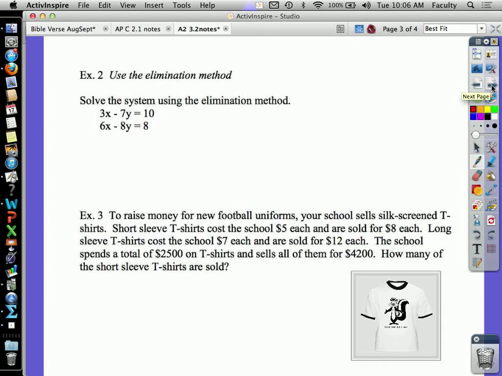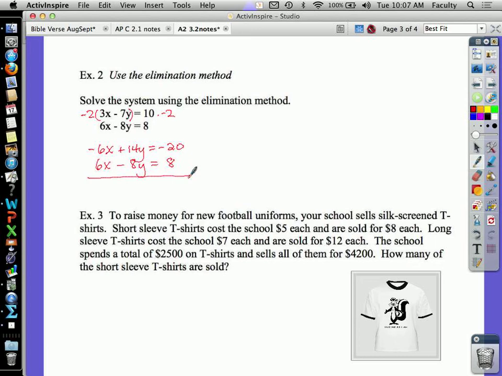So in example 2, if I want to solve this system, 3x minus 7y equals 10, 6x minus 8y equals 8. All right, anybody willing to pick a variable, and what would we multiply by? Sometimes you multiply one or both. Yeah, Jaslyn? You can multiply the top one by -2. Okay, if I multiply the top one by -2, I get negative 6x plus 14y equals negative 20, and be very careful with those minus signs.